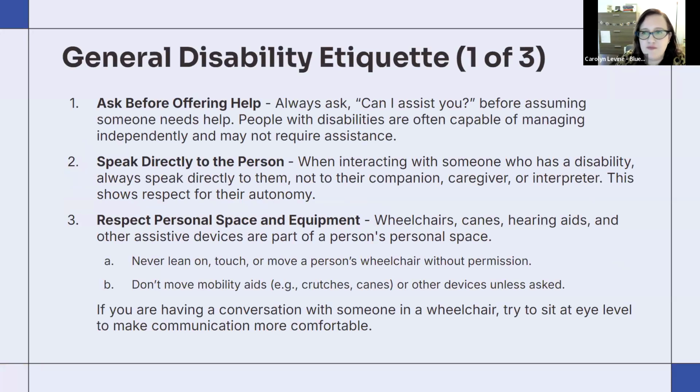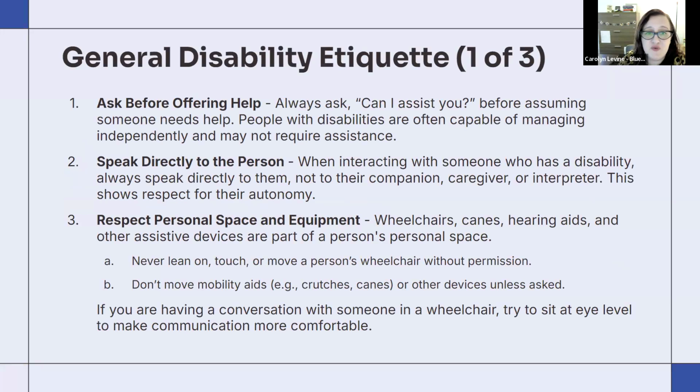So in general, ask before offering to help. We don't want to just assume that people with disabilities aren't capable of managing their day-to-day activities independently, and they may not require assistance. Even if you are well-intentioned, that can still come off as you not respecting their autonomy, or assuming that they can't do something that they can actually do.